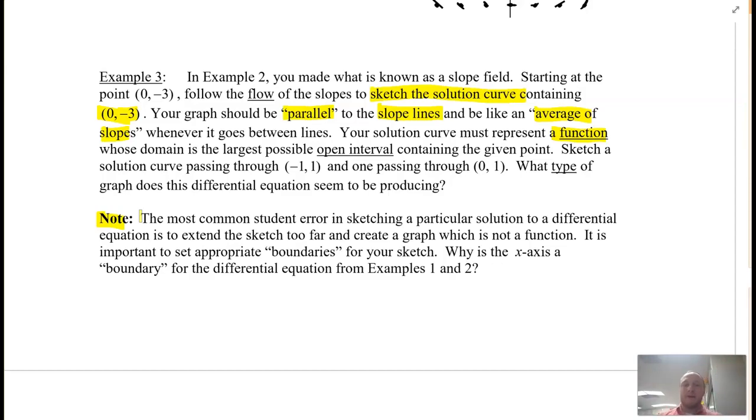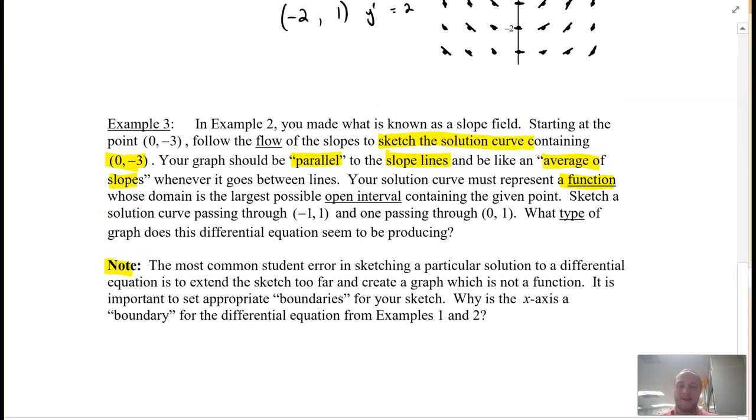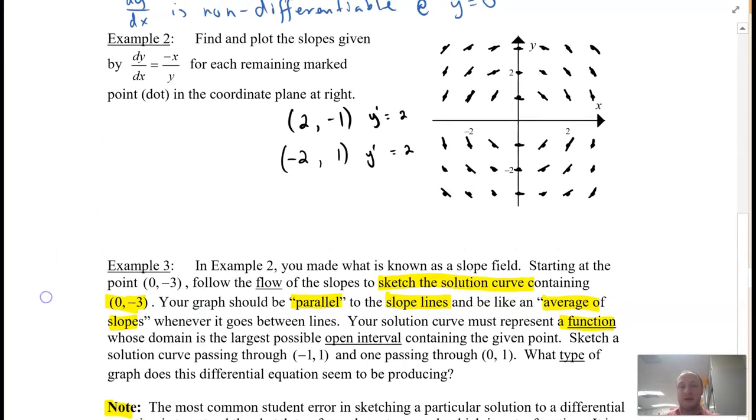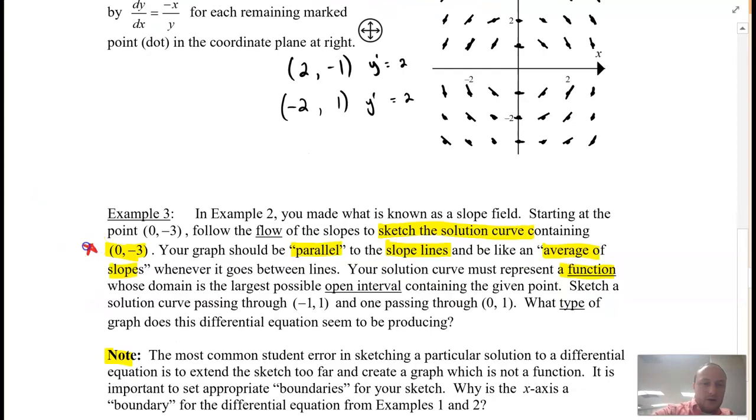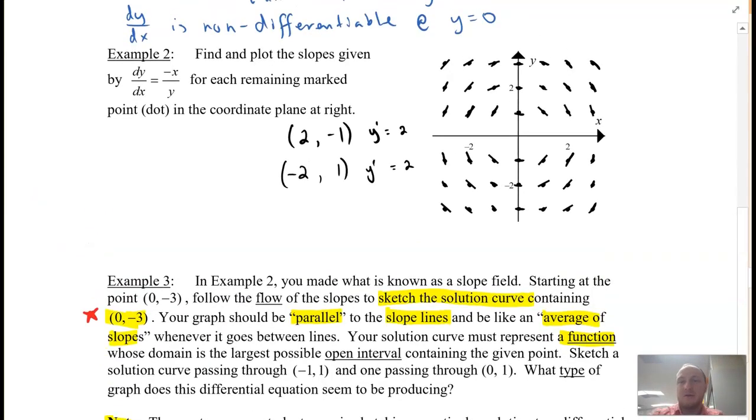It is important to set boundaries for your sketch. So why would the x-axis in this case be an appropriate boundary line? Well, I don't have any differentiability here, right? And if you look at this, it looks almost like a circle, but a circle is not a function. So let's look at this example here at (0, -3). So that is down here, (0, -3). Okay, so at this point.